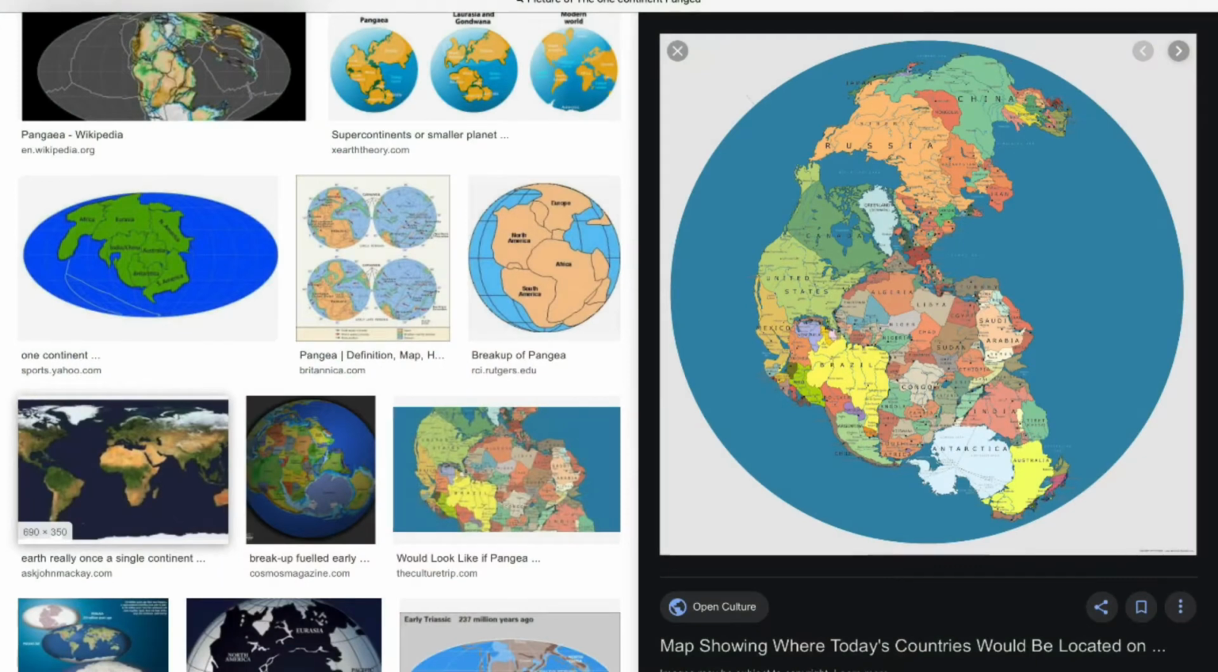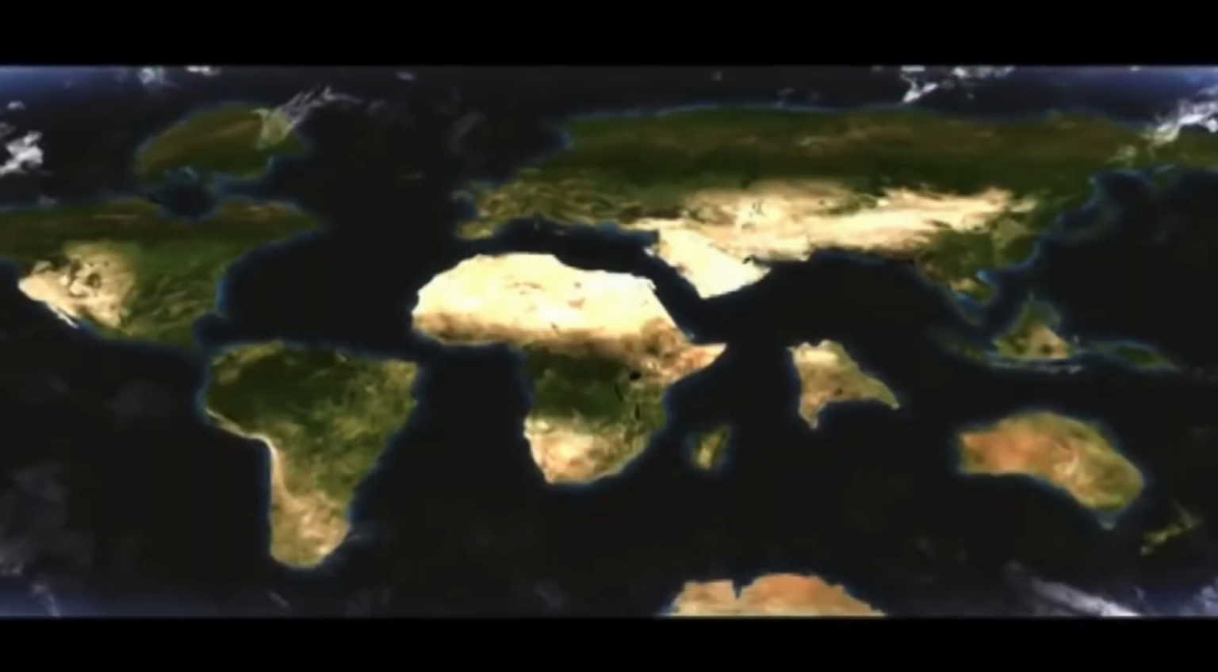Now, at the beginning, they say there was one continent called Pangaea. Here are some pictures that show what it might have looked like. And here's another picture that shows the continents close together. Kind of gives you an idea.